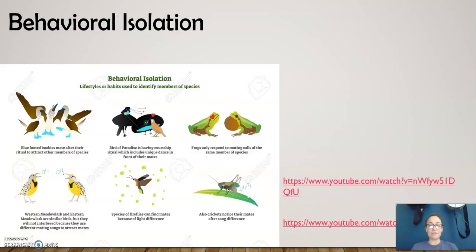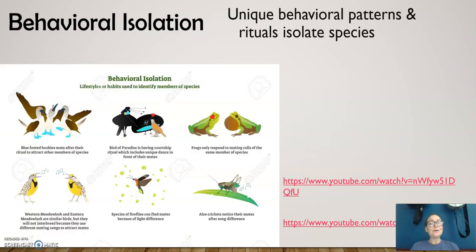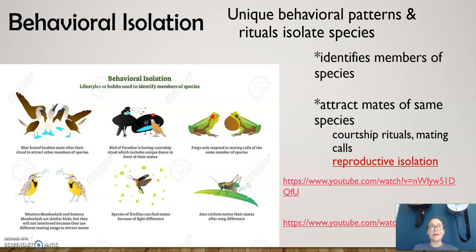Now we also have behavioral isolation, which is one of my favorites. With behavioral isolation, this is where you have unique behaviors or rituals to attract your mates. So this is when birds dance or sing songs. We saw the widow bird case study in class, but this is where they have different behaviors or courtship rituals or mating calls to attract their mates. So the dance that the blue-footed boobies do would only attract other blue-footed boobies.